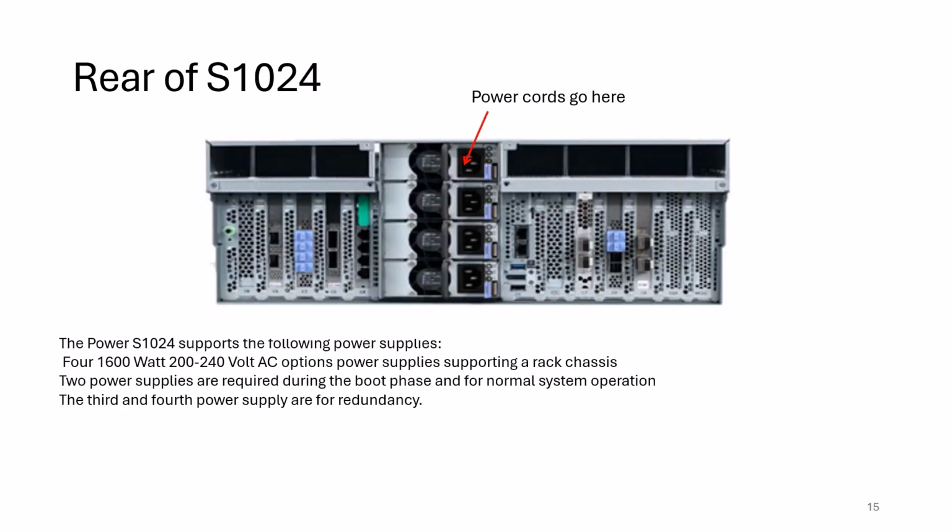And this is the same diagram for the Power 10 1024. This has four 1600 watt power supplies, and as you can see, they're in the middle, and two of them would go to one PDU, two would go to the other, and two of them are always required. The third and fourth are for redundancy, but again, you should always connect all four so that you do have full redundancy.